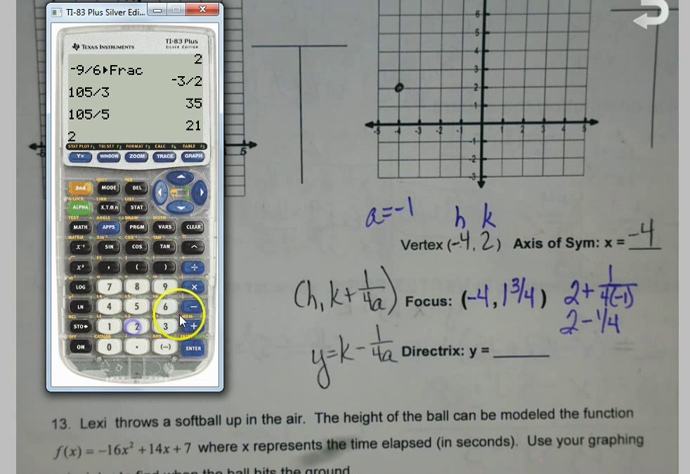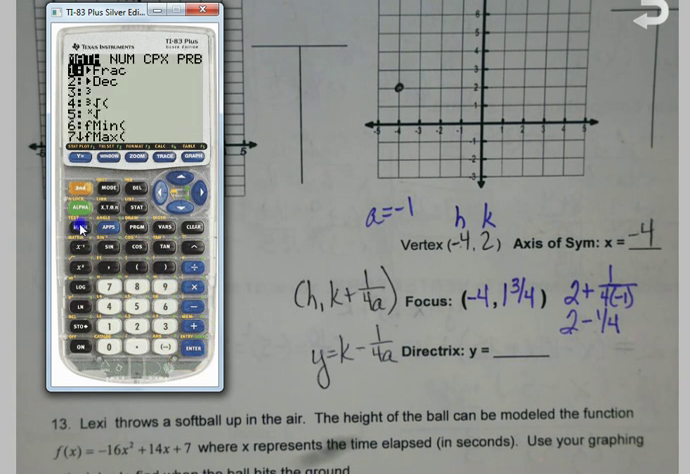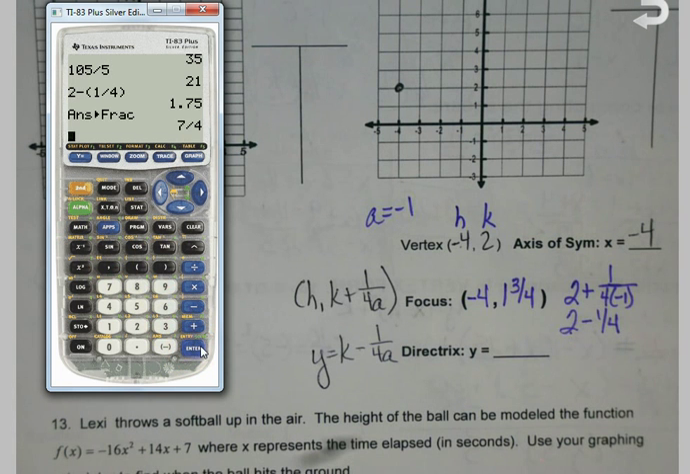If I wrote in 2 minus 1/4, okay, there's the 1.75. If you were to go, oh, Harty likes fractions, I'll do math enter. If you wrote 7/4, I'm fine with that. I really don't care. They're all good.